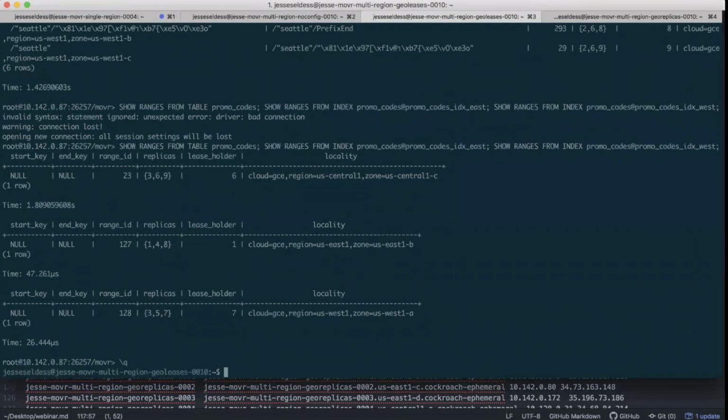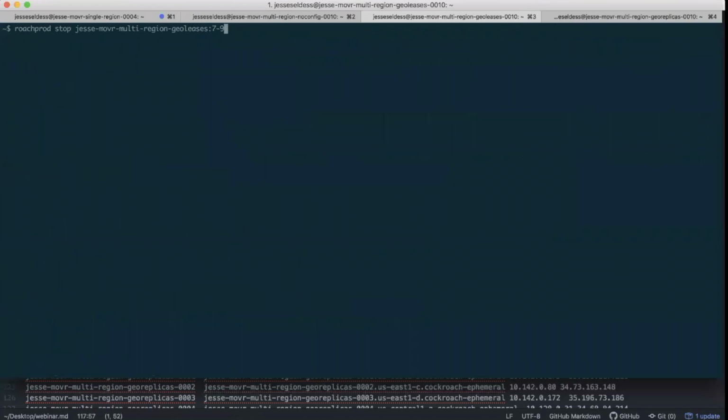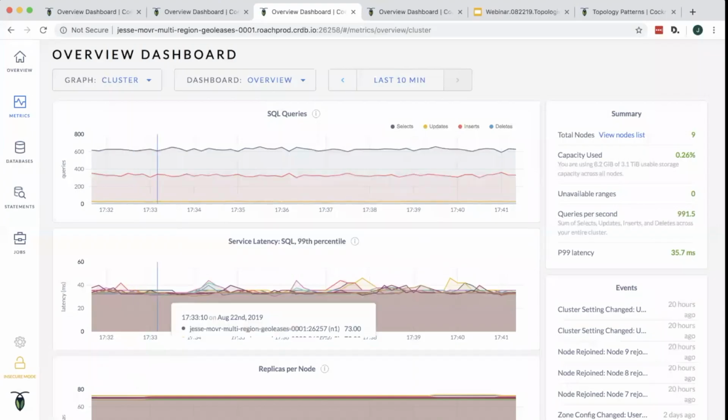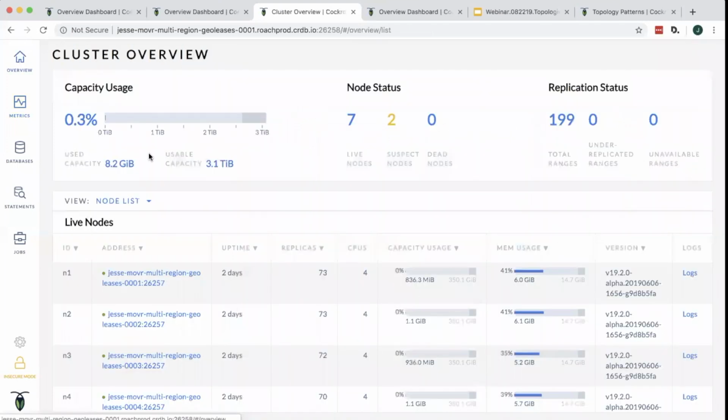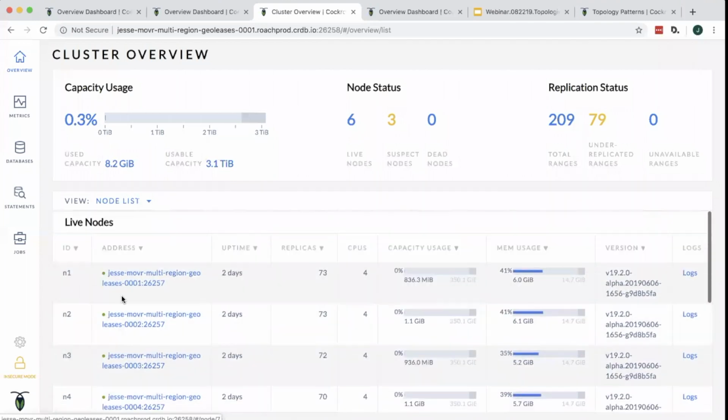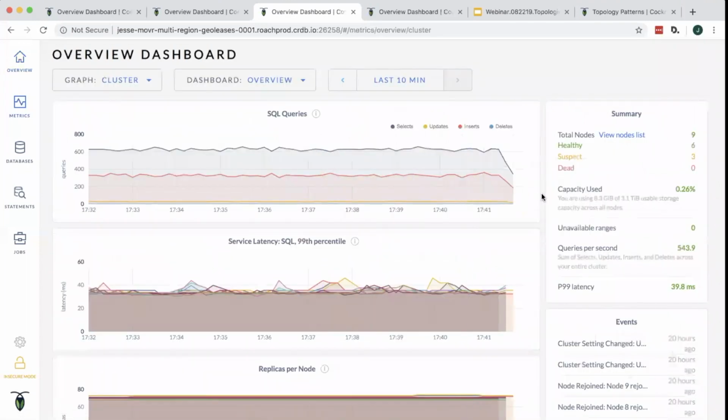Let me get out of here. What we're going to do now is take down the entire West region. So I'm taking down the 3 nodes in that region to simulate an entire region outage. And you're going to see that because the cluster can always achieve consensus. All right, so you can see here that those 3 nodes, all in the US West region, just went down. The cluster thinks they're suspect. They're not available.